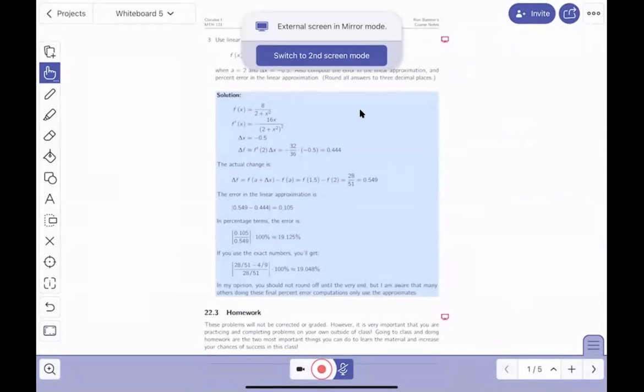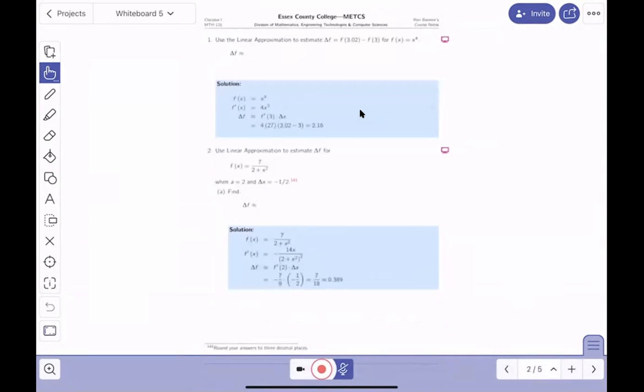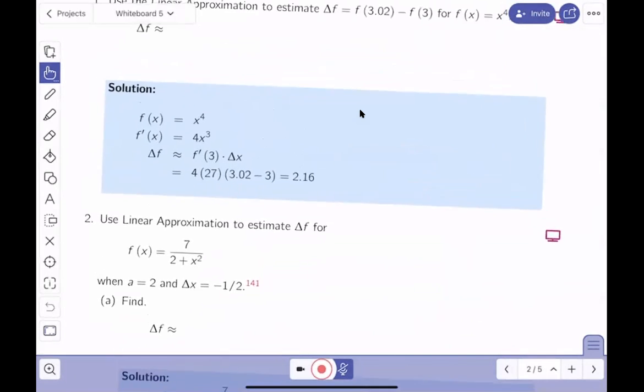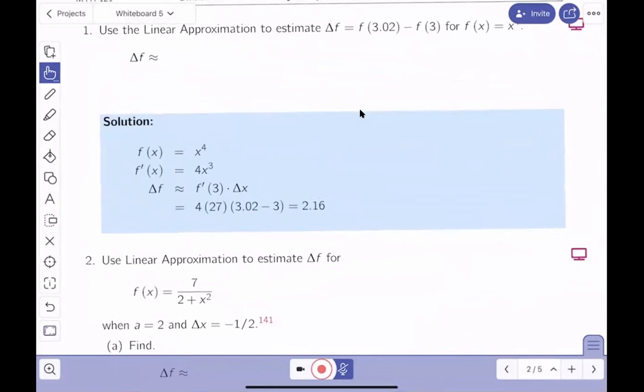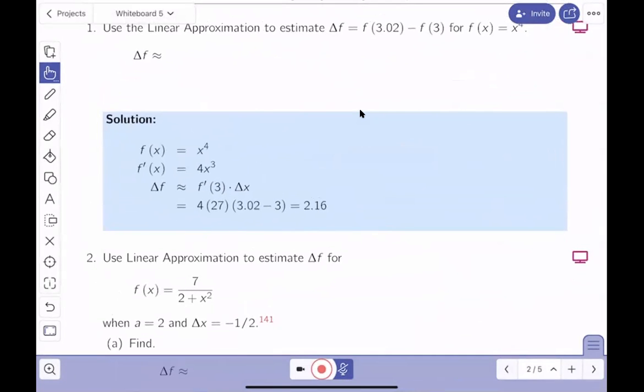All right, so section 22.3, homework. So let's talk about the first one. And the first thing I would do is certainly try to answer their question. Certainly that's my goal here, to answer their question. And to do that, I have to know what the question is. And that's going to require some reading.